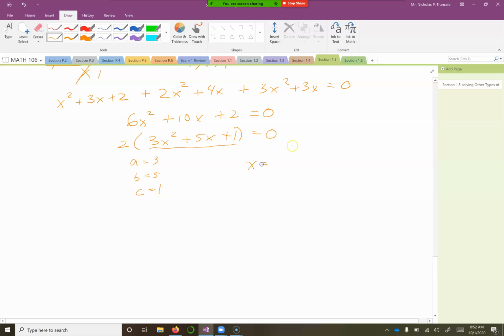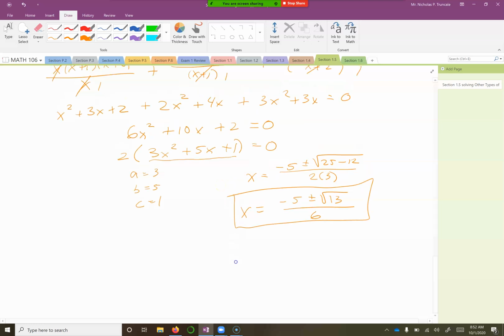So x equals negative b, so negative 5, plus or minus the square root. B squared is going to be 25. And then 4 times a times c is 12, right? It's 4 times 3 times 1, all over 2 times 3. So we have negative 5 plus or minus, oh, that's 13 again, all over 6. Well, there you go. That was pretty quick. Nothing to cancel out there. There's your final answer. Okay?